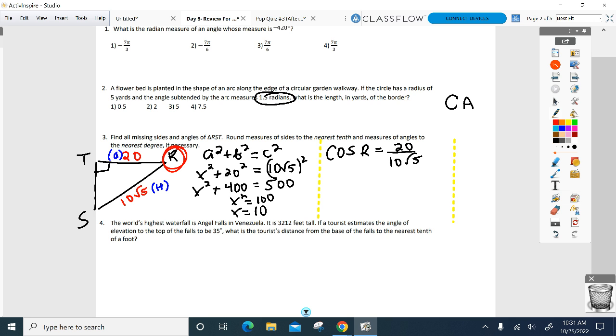Be disciplined. What am I finding, an angle or a side? Angle. So there's none of this cross multiply. Only for a side do I cross multiply. If I'm finding an angle, I do the inverse cosine of 20 over 10 radical 5. You only cross multiply when finding a side. If you find an angle, I do the inverse.